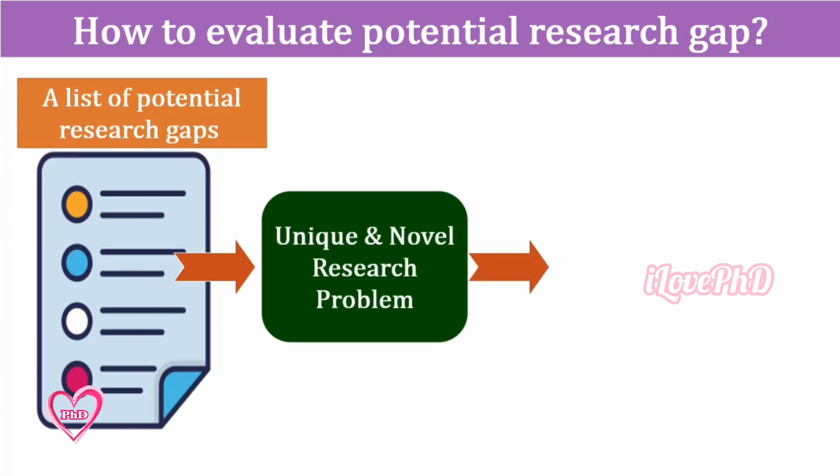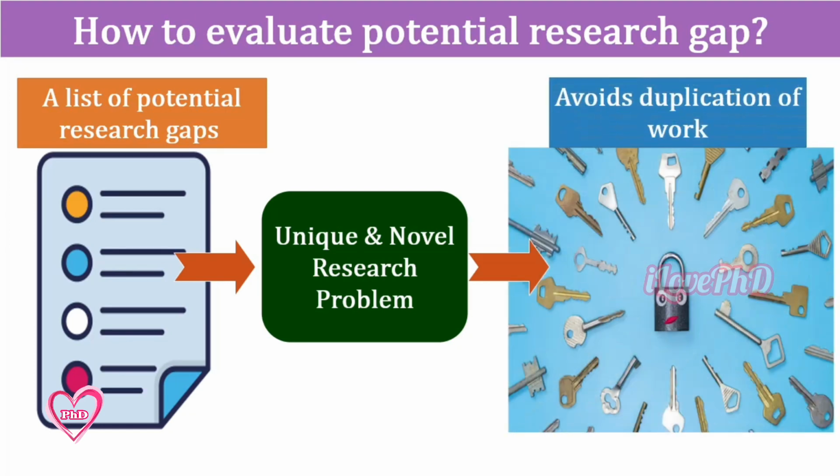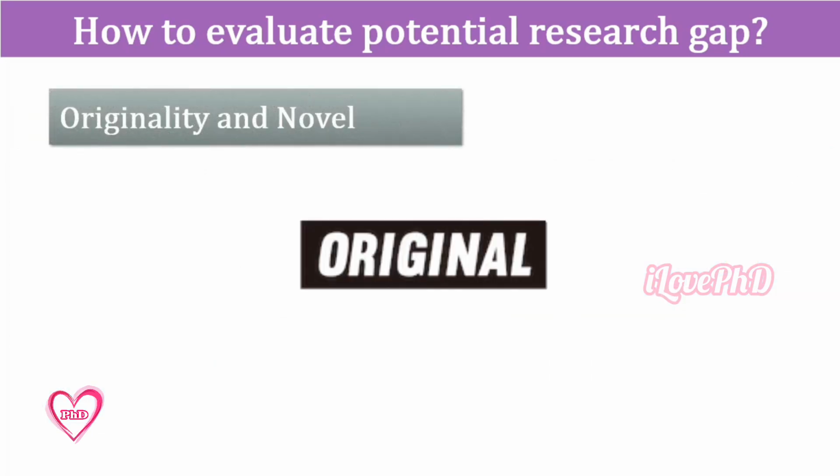Once you have a list of potential research gaps that could be explored, you need to systematically evaluate them to choose a good research problem. This will help you to avoid duplication of work. The key factors to be considered are listed here. Originality and novelty. You need to ensure that the research problem is original, unique and novel.